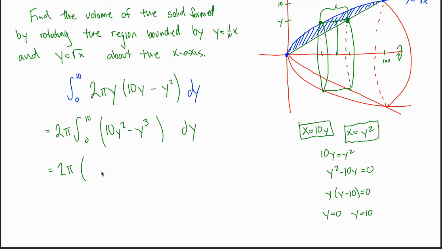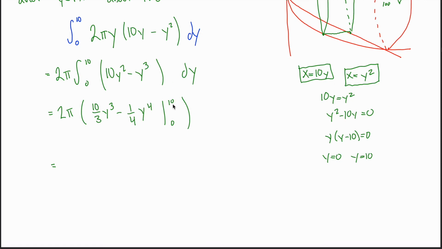The antiderivative of 10y squared is 10/3 y cubed. And the antiderivative of y to the 3rd power is 1/4 of y to the 4th power. And that needs to be integrated from 0 to 10. Nice thing about tens, 10 cubed is easy to figure out. It's 1,000 times another 10, that's 10,000. So I get 10,000 thirds over here. And 10 to the 4th is 10,000, so I get negative 10,000 fourths over here.